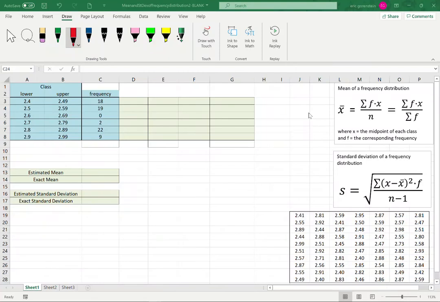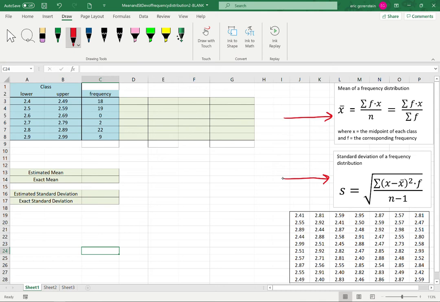This is going to be the first in a two-part video in which I'm working with a frequency distribution. What I want to do with this frequency distribution, which you see here in blue in the top left-hand side of this spreadsheet, is first calculate the mean, which is what I'm going to do in this video. And then where this video stops, the next one will pick up, and in that one I will calculate the standard deviation of the frequency distribution.